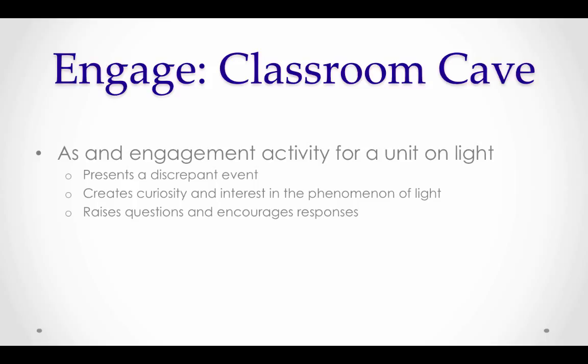As an activity for a unit on light, the entire classroom cave activity actually presents a discrepant event by asking them to predict what they think they'll find in the cave and having them draw on their prior understanding of maybe light colors, maybe shiny objects, and then discovering that what they understand about light-colored objects and shiny objects is actually incomplete, that without light, it doesn't really matter that it's a light-colored object or a shiny object.